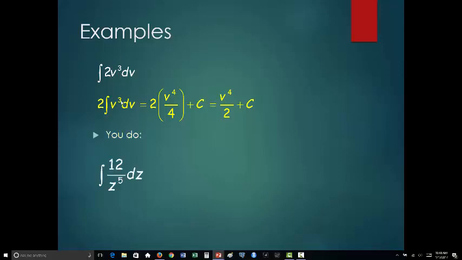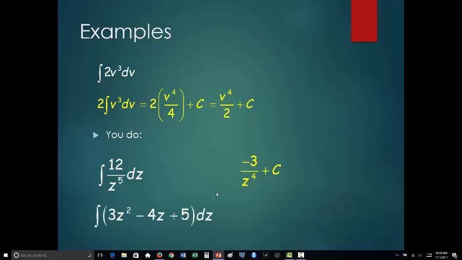All right, try this one right here. Pause the video again and see if you can get this one. It's the integral of 12 over z to the 5th dz. All right, if you tried the problem and unpaused it, you take the 12 out, write this as z to the negative 5th dz. If you do it correctly and then simplify, you should get this.